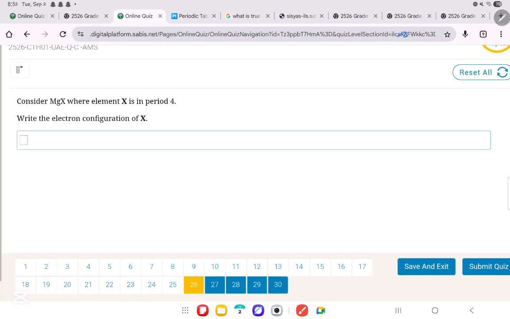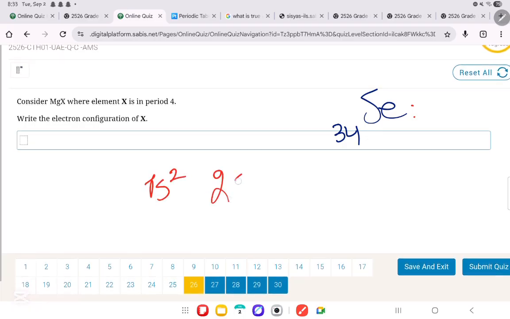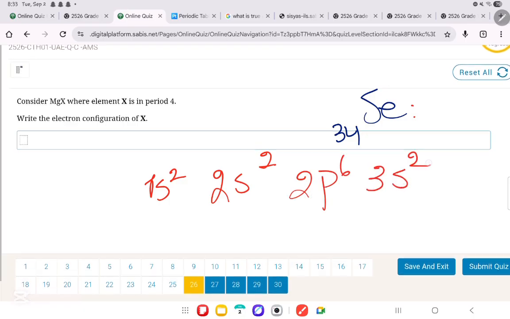What is Se, selenium? It's Se. What is the atomic number? It's 34. So for the element Se, we will need to do the configuration. By this time, you guys need to know how to do it, okay? It's gonna be 1s2, 2s2, 2p6, 3s2, 3p6, 4s2, 3d10, and 4p4.